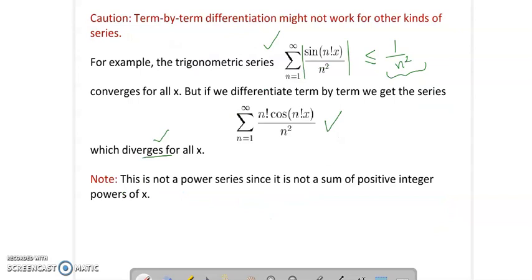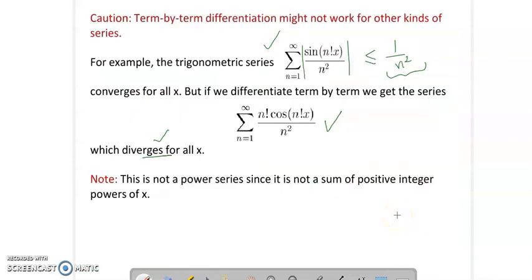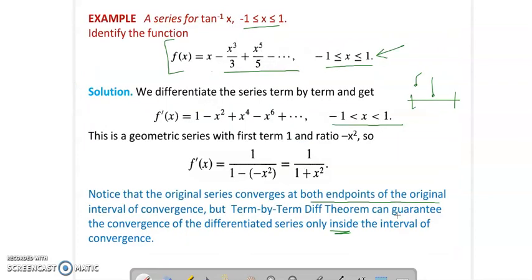Just have a look here. We said that at every interior point, so you need to be very careful with this one: the original power series may include the endpoints of the interval, but the differentiated series will be convergent only on the inside of the interval, right?